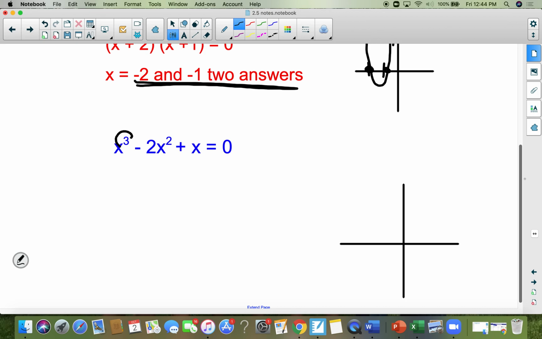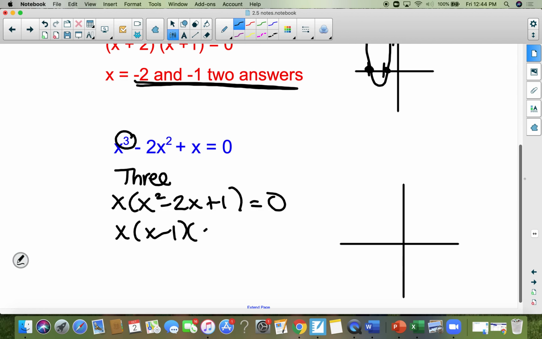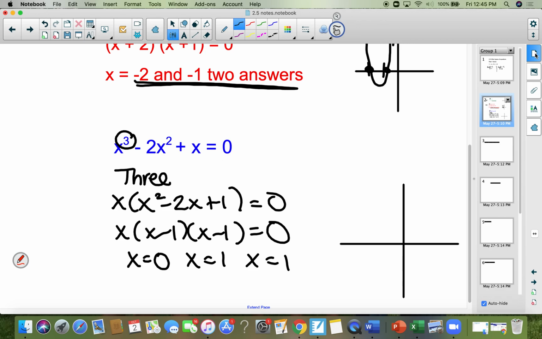And x to the 3, since that's the highest degree, you're going to have 3 answers. And you get that by taking out the GCF and then factoring it again. So x equals 0 is one answer, x equals 1 is another answer, and x equals 1 is another answer. The highest degree tells you how many solutions there are. So on the next page, I'm not going to graph it. We're learning how to graph it in chapter 5, I think, so don't worry about graphing them right now.